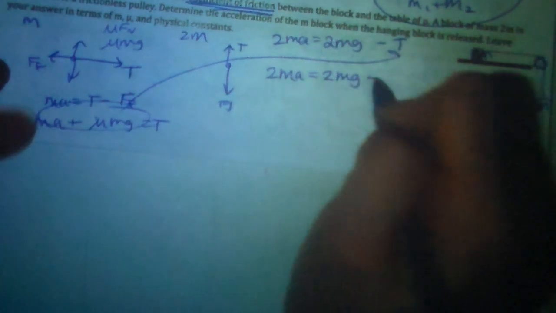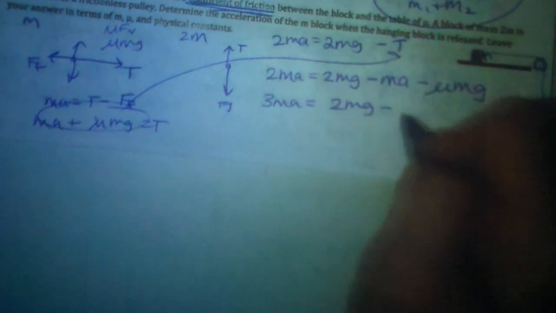So ma is equal to T minus force of friction. This one is 2ma equals force of gravity, which would be 2mg, minus the tension. Tension here would be ma plus the force of friction. When I add it over, the force of friction is mu Fn. Fn here is just the mg. That's mu mg. Minus, make sure you distribute that minus sign.